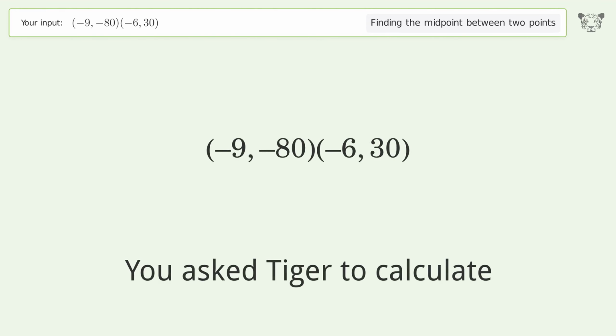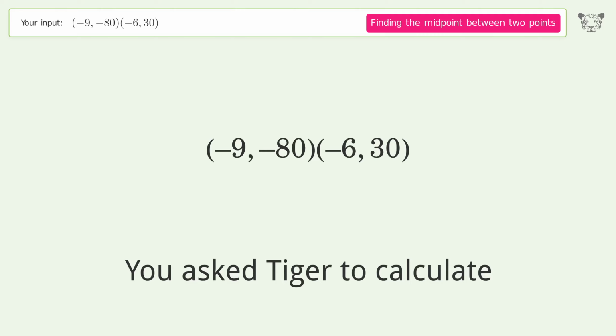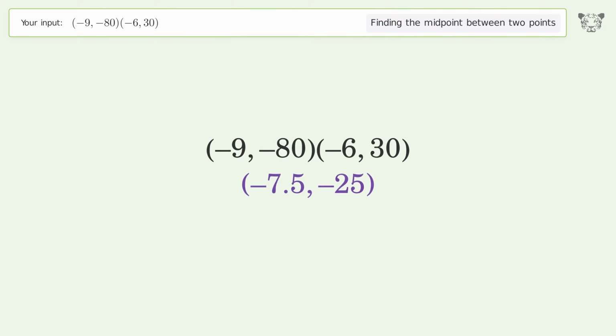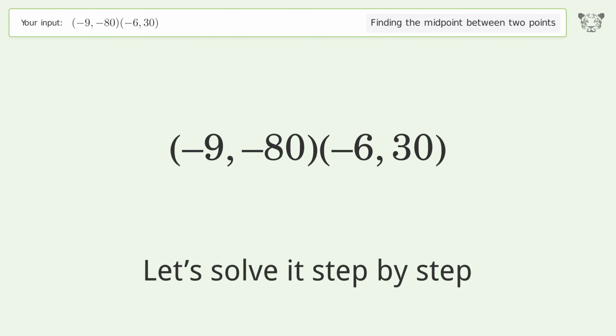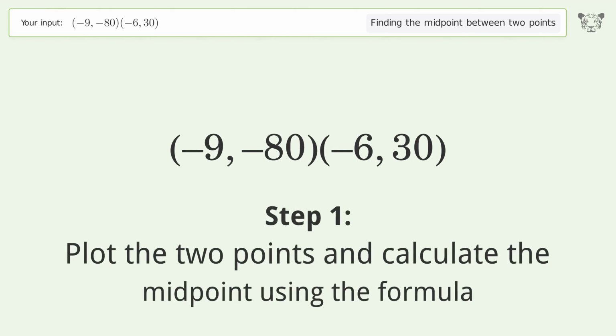You ask Tiger to calculate. This deals with finding the midpoint between 2 points. The midpoint between the 2 points is -7.5, -25. Let's solve it step by step. Plot the 2 points and calculate the midpoint using the formula.